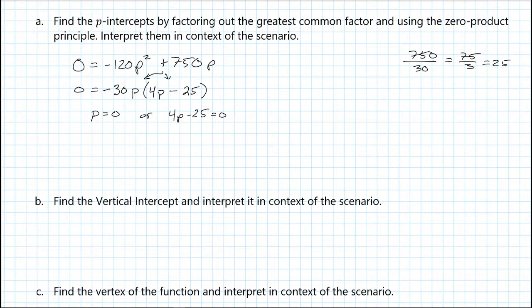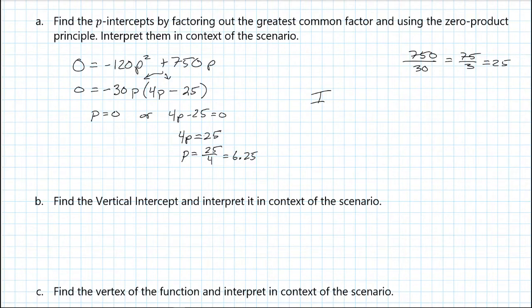So the second one, I'll add the 25 to the right to get 4P equals 25, and then I'll divide by 4 to get P equals 25 over 4, and this is going to be 6.25. I'm writing it as a decimal. We're talking about money. This is a price point, so it kind of makes sense to write it in that manner. So these prices are where the revenue would be 0.